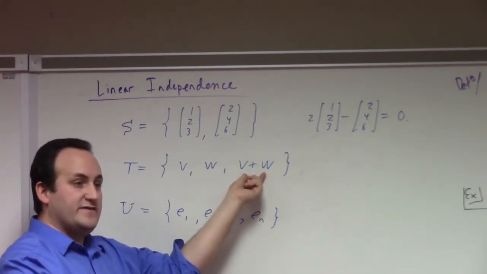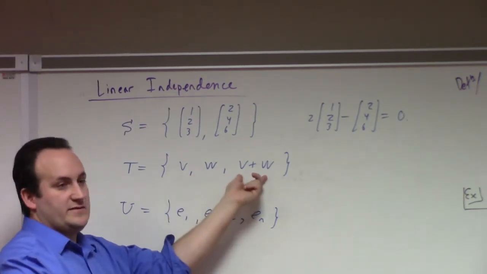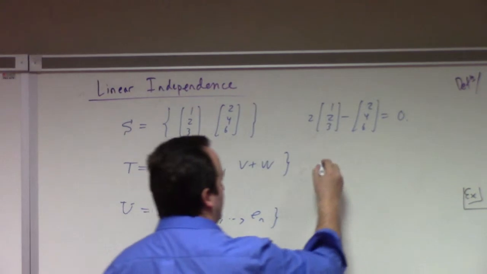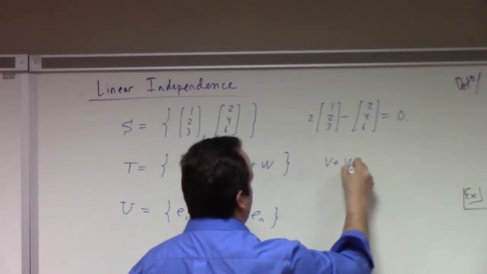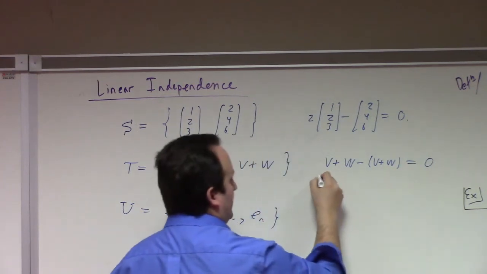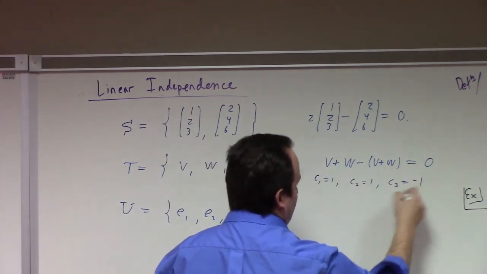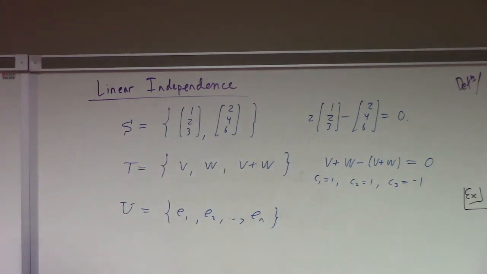This guy is linearly dependent because the third vector is a sum of the first two. So there's an obvious linear dependence here. I mean, you can take v plus w minus (v plus w). There you go, that's equal to 0. In other words, I've got c1 equals 1, c2 equals 1, c3 equals minus 1 in the language you've been using today. There's a non-trivial linear dependence which gives you back 0. That proves that that's a linearly dependent set.